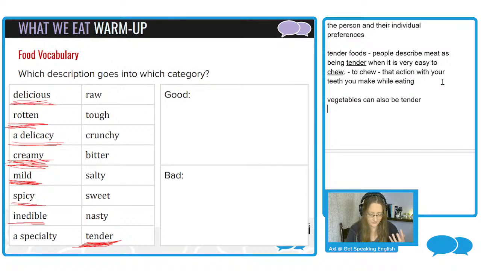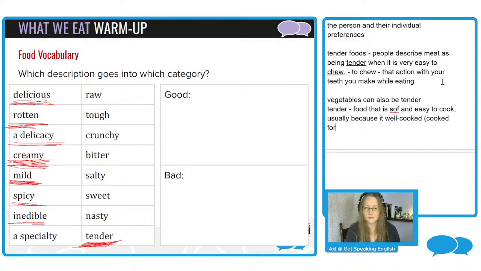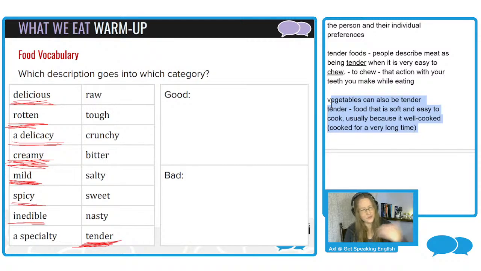It really has to do with food that is soft and easy to chew, usually because it has been cooked for a very long time or because it is well cooked. So anything that's very easy to chew and kind of soft we can describe as being tender. It usually gets used when talking about meat, but we could also refer to it for vegetables as well.